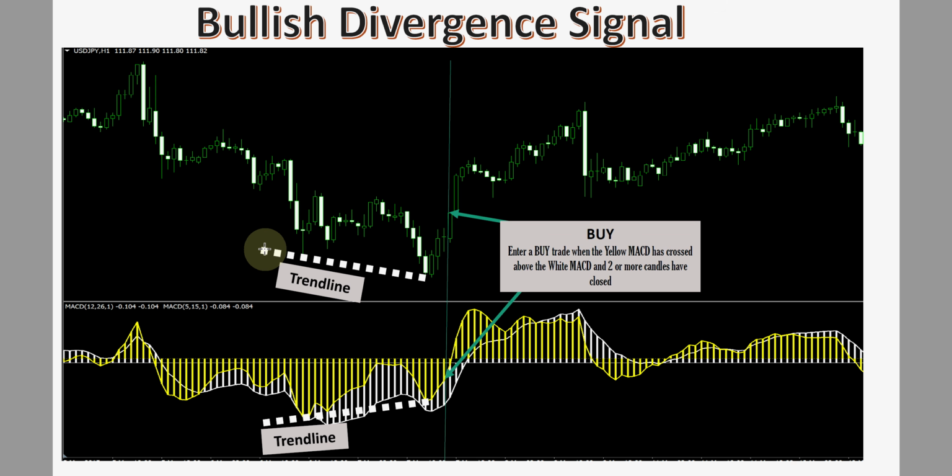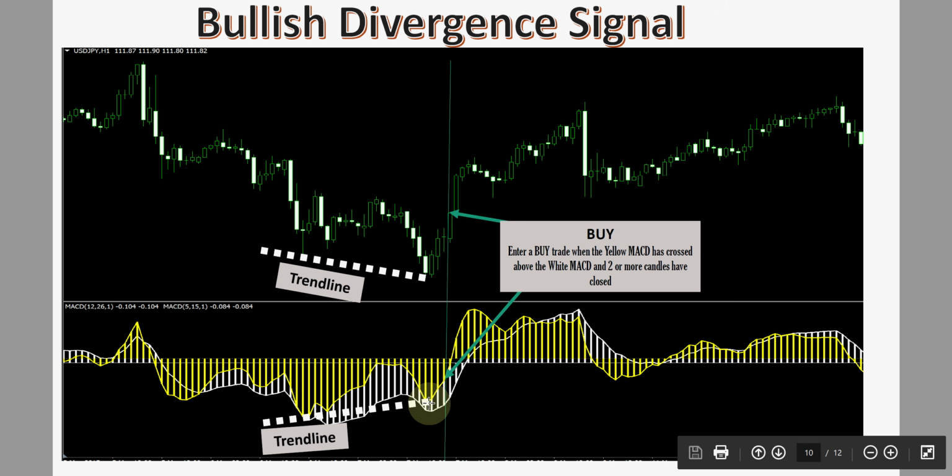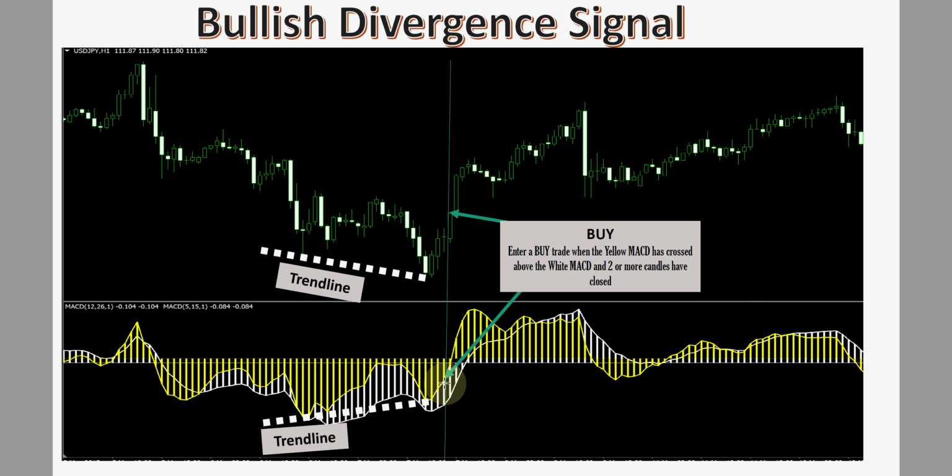Price indicates that this USD Japanese yen is falling. Meanwhile, the indicator says the opposite. So that means we are ready for a buy, because the indicator rules. We wait for two more candles after confirming the divergence. We see that the small MACD is already above the big MACD. We just wait for two more candles, and from here we go long.